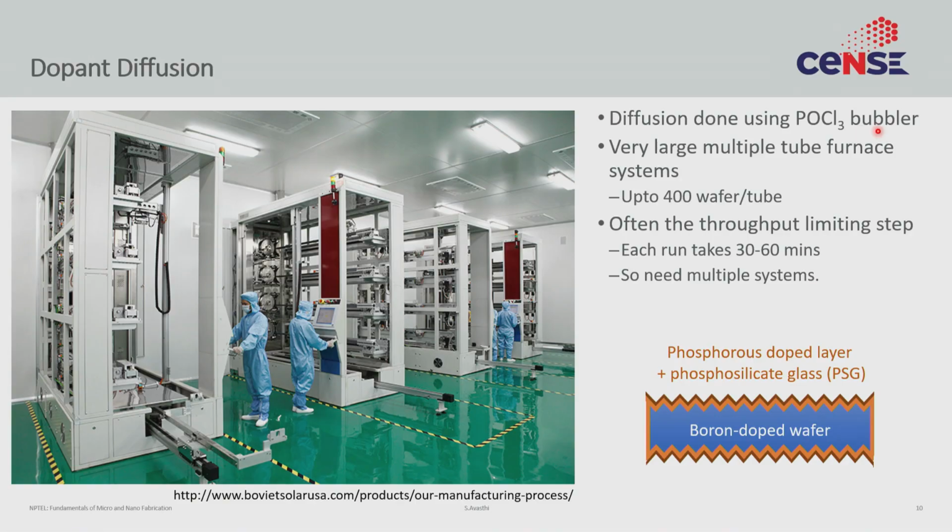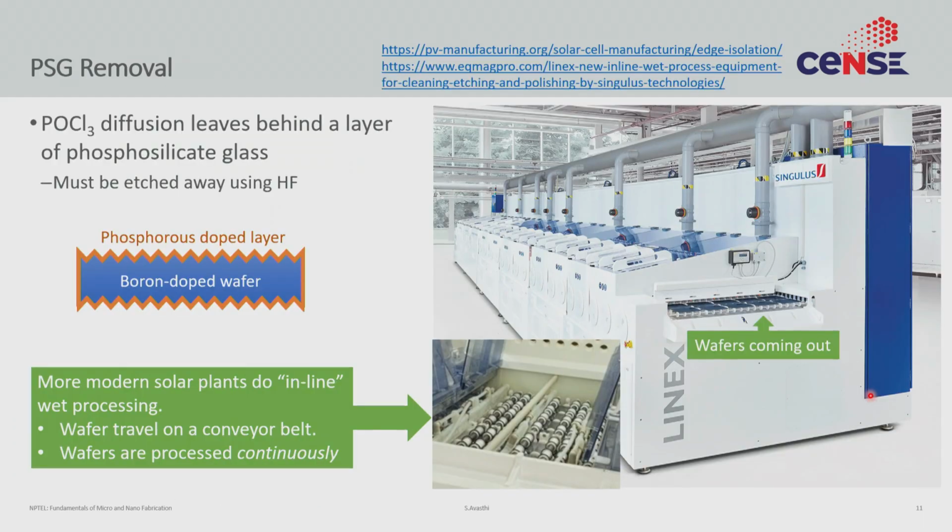Because we are doing a POCl3 bubbler, you also form the phosphosilicate glass on top. That is the darker orange. And that, of course, needs to be etched away in order to proceed. So the next step is that etching of that phosphosilicate glass. So when you etch the phosphosilicate glass in HF, you are left with this boron doped wafer, this phosphorus doped layer that wraps all around it, a textured surface.